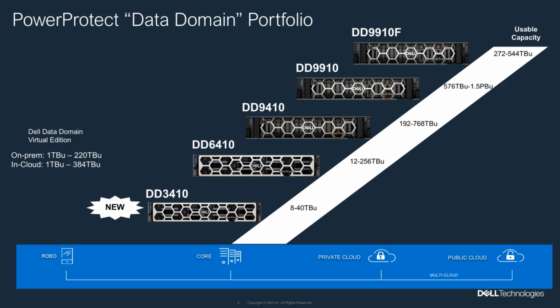Just above that, we move to the Data Domain DD6410, which ranges from 12 to 256 terabytes usable. This platform expands on what the DD3300 used to cover and also acts as a key reference point for the new generation. As we move further up the diagonal of the portfolio, we see the Data Domain DD9410, DD9910, and DD9910F. These enterprise-tier platforms scale up to 1.5 petabytes usable, supporting large core data center and cloud-centric deployments.